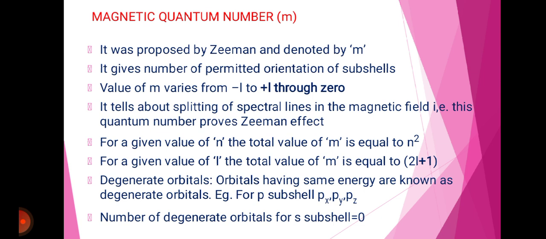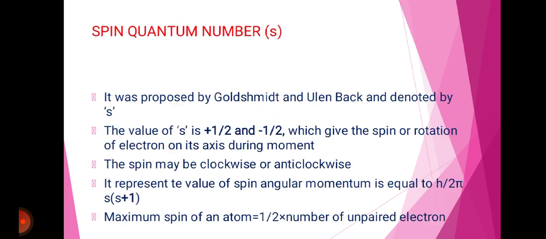And another very important concept is degenerate orbitals. Degenerate orbitals are nothing but orbitals having the same energy. Example, for the p subshell there are three degenerate orbitals: px, py and pz. The number of degenerate orbitals for the s subshell is 0.